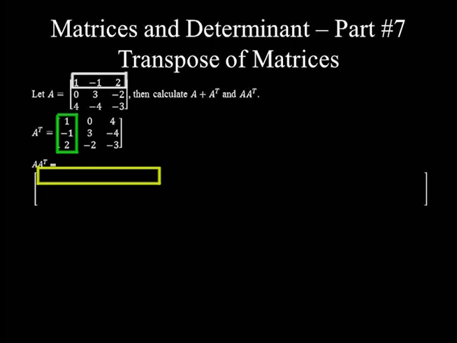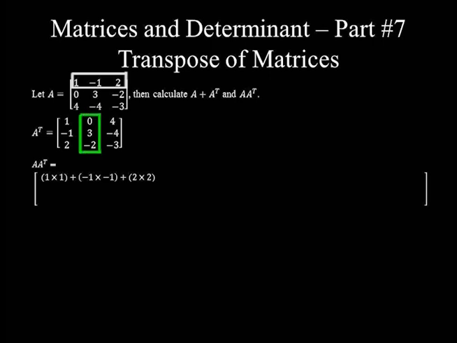For this case, first element of the row, that's 1, times first element of the column, that's also 1, plus second element of the row, that's -1, times second element of the column, that's also -1, plus third element of the row, that's 2, times third element of the column, that's also 2. For row 1, column 2, row 1 of matrix A times column 2 of A transpose is equal to 1 times 0 plus -1 times 3 plus 2 times -2.